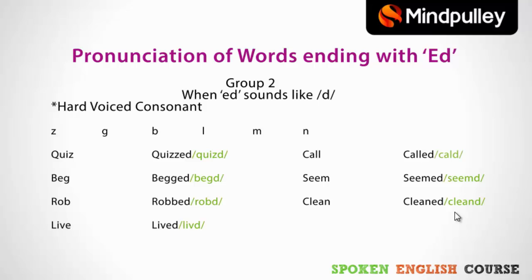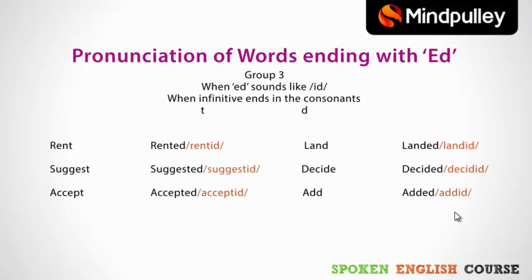Right, then move on to group 3, when ed sounds like id. This happens when the infinitive ends in consonants like t and d. Let's look at some examples. Rented, suggested, accepted, painted, lended, decided, aided, ended.